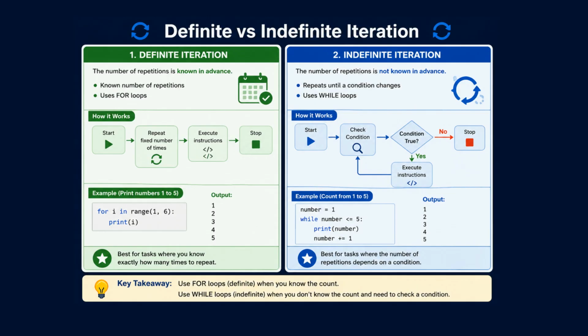In this example, the program counts from 1 to 5 using a while loop. The counter increases each time until the condition is no longer true. The key takeaway is this: use for loops when you know exactly how many times to repeat. Use while loops when repetition depends on a condition and the number of repetitions is unknown.